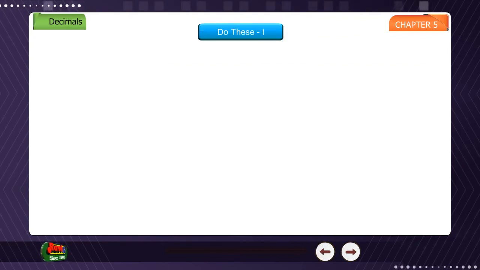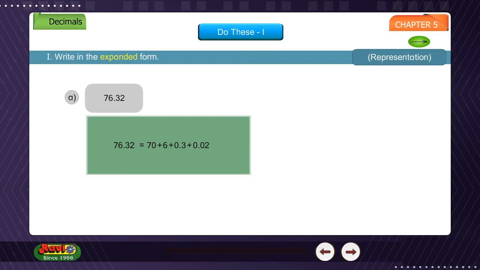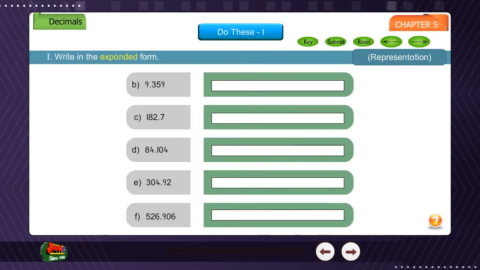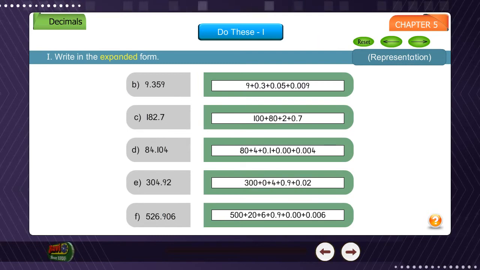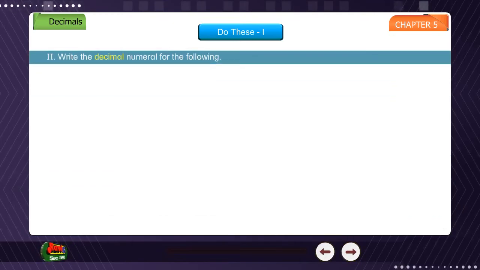Do these. One, write in the expanded form. Two, write the decimal numeral for the following.